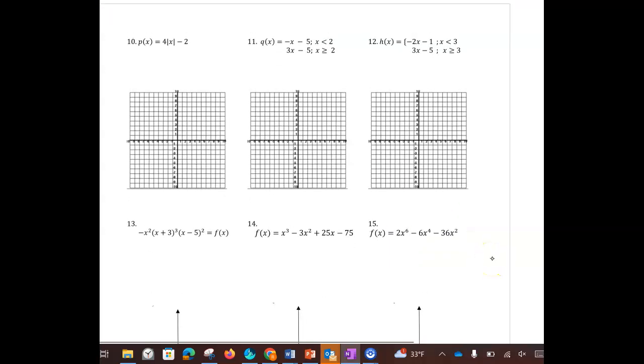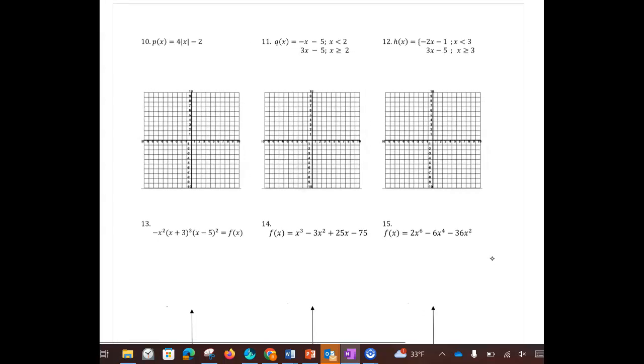All right, let's keep on with the graphing. So on number 10, again, we have another absolute value problem. So trying to find some place to do this. Here go my x's. And again, when I take the absolute value of any x value, it turns everything positive if it's not already positive. We are going to have a stretch of 4, and then everything's going to move down 2. There is no left, right.